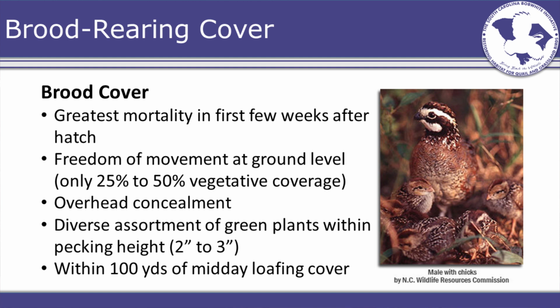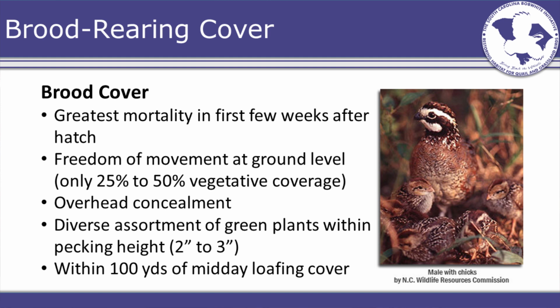So they need that habitat, proper habitat where they can move around, find the food they need to support their energy needs, but be close to cover that they can escape from predators or hide from predators. So they need freedom of movement at ground level. So only 25 to 50% vegetative cover. The rest of it's going to be the bare ground that Corey was talking about, where they need to be able to find seeds, insects, primarily insects, and be able to move around easily. And yet they need that overhead concealment.